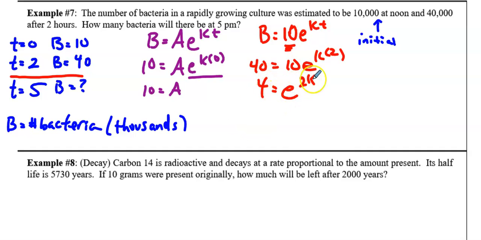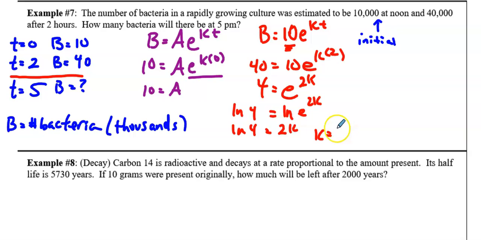And in order to get rid of the 2k with the e to the 2k, we have to add the natural log to both sides, right? And so we get the natural log of 4 is equal to 2k, because remember, again, the natural log of e to any power is just going to be that power, because we can move the 2k down, and this is just 1. And so k is going to be equal to the natural log of 4 divided by 2, or just 1/2 the natural log of 4.